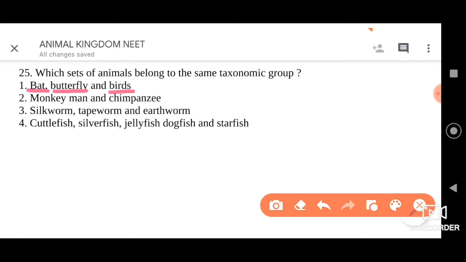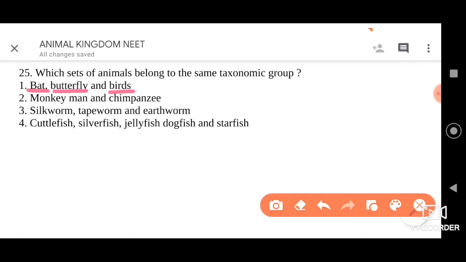Alright, so birds belong to the phylum Chordata, butterfly belongs to the invertebrate phylum Arthropoda, and bat belongs to Chordata only, but it is a mammal. So that's one aspect.